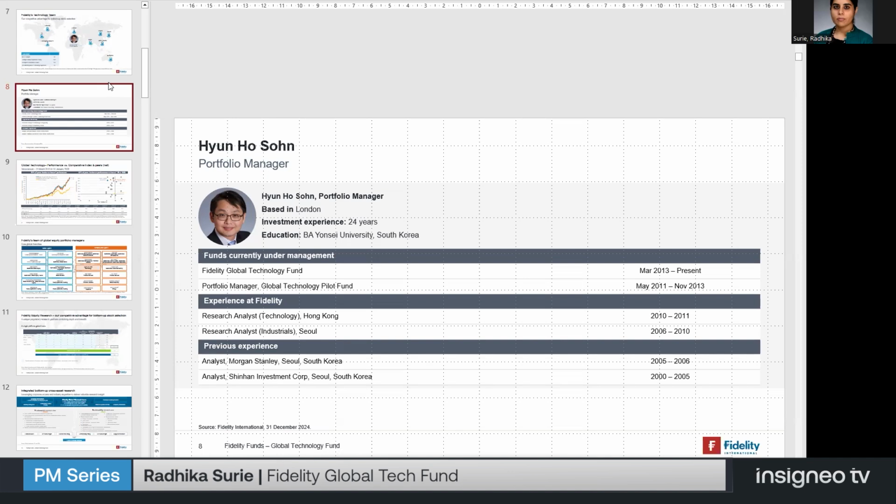Team, what I thought we would do is start with an overview of the fund. Radhika, can you walk us through just a high-level overview of what the Global Technology Fund is all about? Absolutely, very happy to do that. So let me start with the basics.